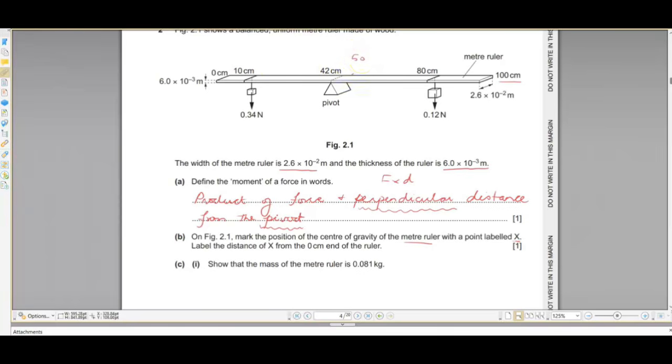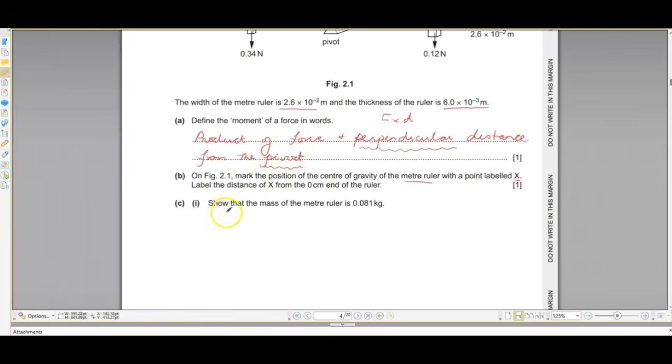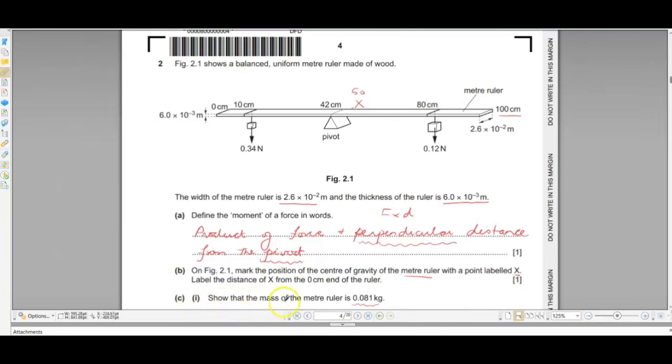Okay? So that is the center of gravity, and they've told you to take the distance from the 0 centimeter of the ruler. You can see that over here it's 10. Then over here the distance is 42 centimeters. So a little closer to that would be 50. You know, 42 and 8 markings are left and you are going to get 50. So this is our point that's labeled X, which is the center of gravity of the ruler. And then what do they ask us? C. Show that the mass of the meter ruler is 0.081 kgs.